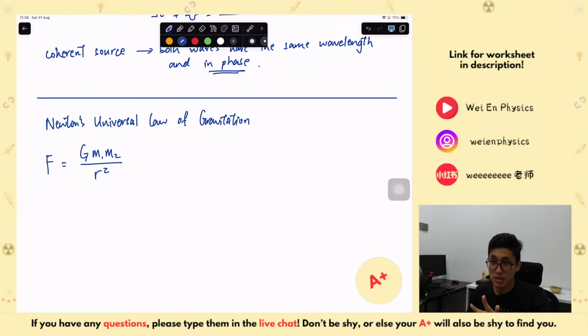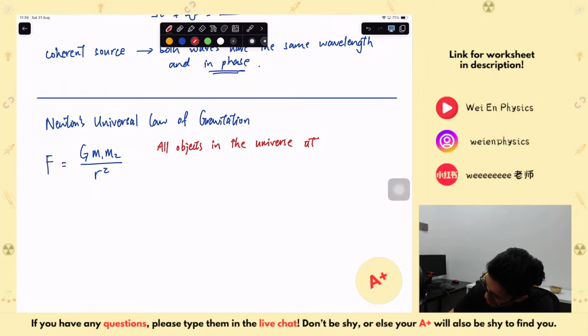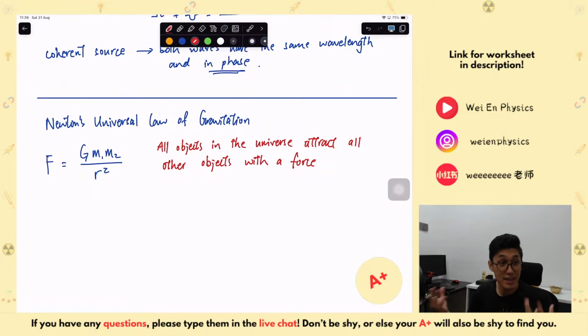The definition has three separate parts. The first one is: all objects in the universe attract all other objects with a force. This part is understandable, right? Everything in the universe will attract everything else. There is a gravitational force.